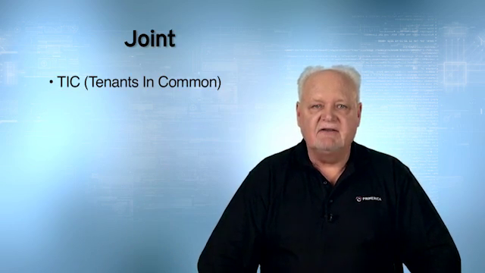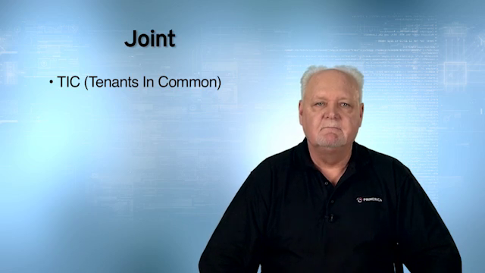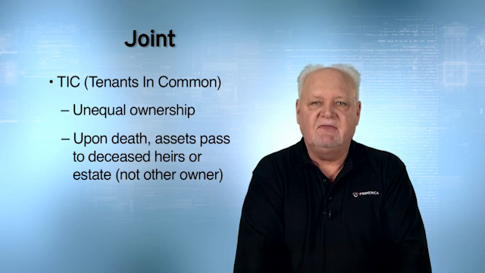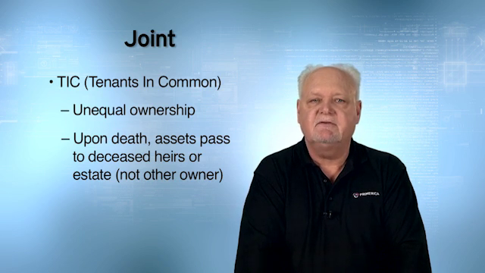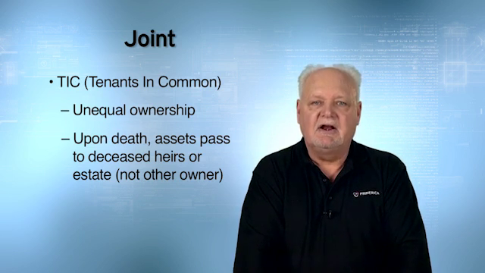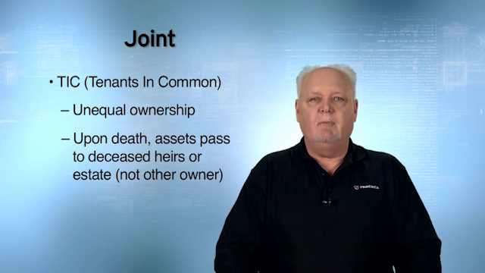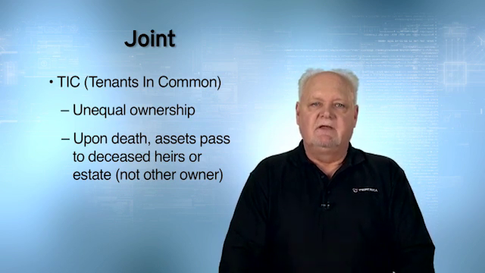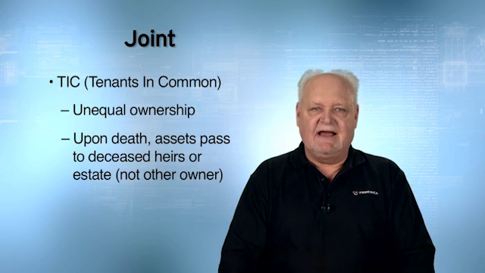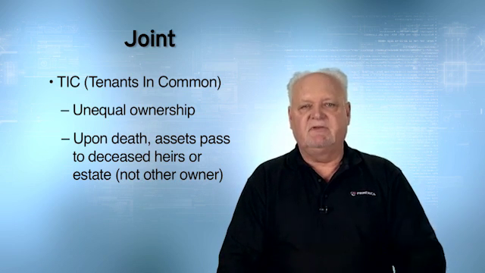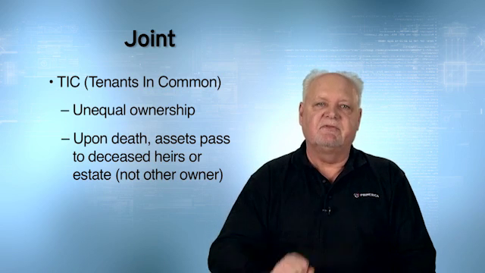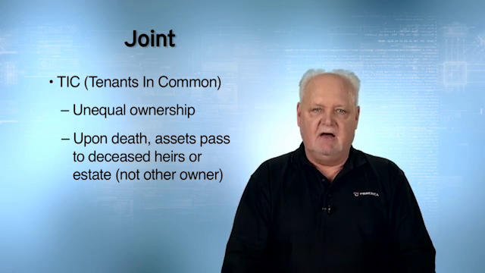The next joint account is TIC, tenants in common. This is unequal ownership. Upon death, assets pass to the deceased's heirs or estate, not the other owner. So I open up a joint account with a business partner. This is a tenants in common account, TIC. I put 40% of the money in the account. My business partner puts 60% of the money in the account.